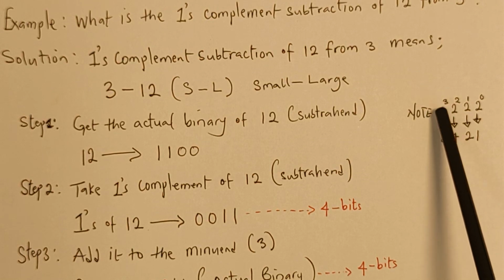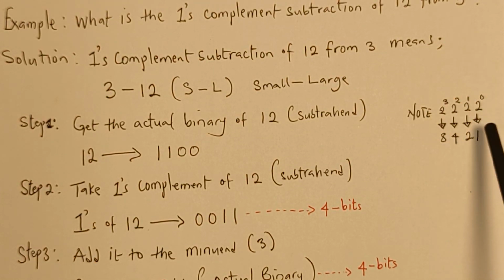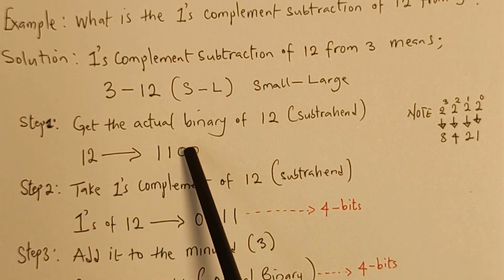So the highest place value should be 2 raised to the power 3. So that should be the highest. All right, so in this case, we represent 12 in binary.